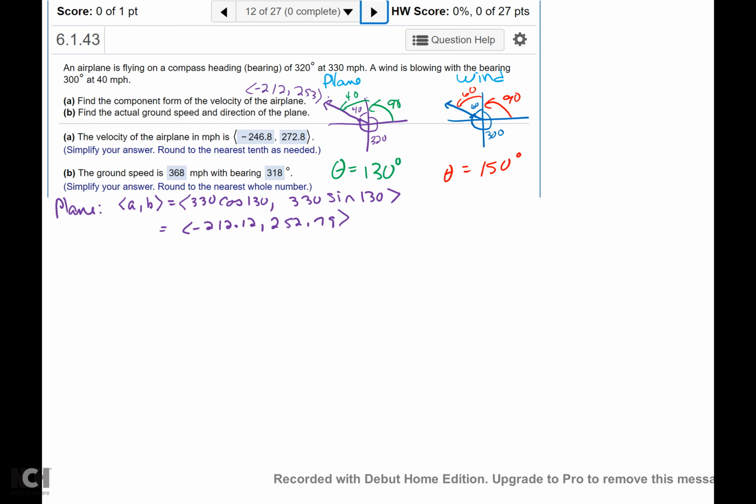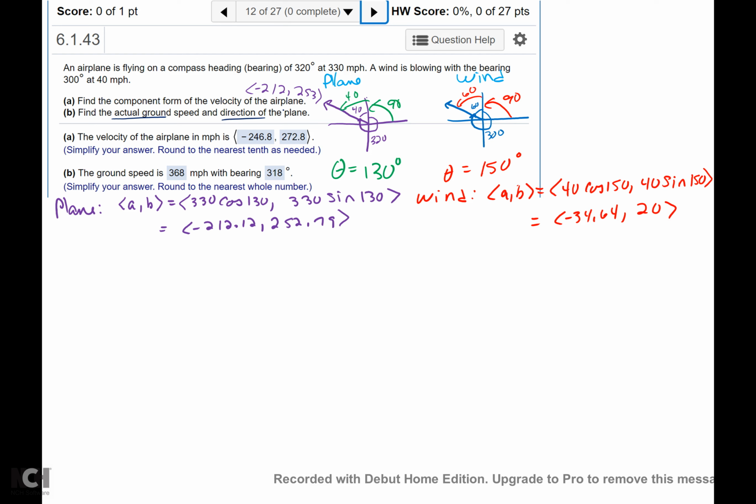Okay, so now for my wind, we're going to have AB equals 40 cosine 150, 40 sine 150. That comes out to be negative 34.64, comma 20. So now to find the actual speed, which is what they want, they're going to want the actual ground speed and the direction angle.